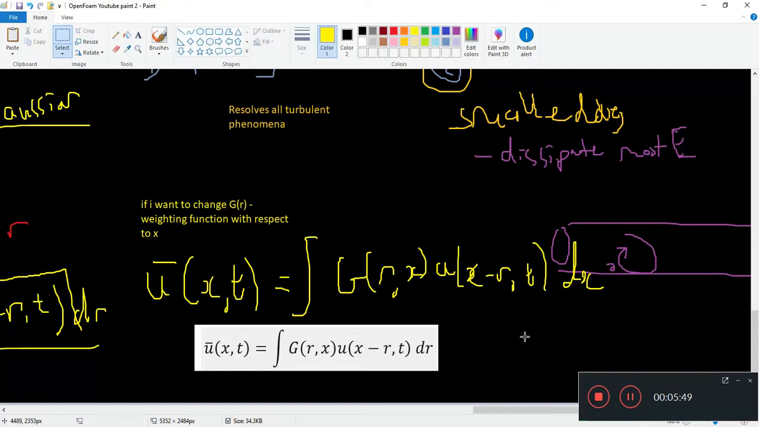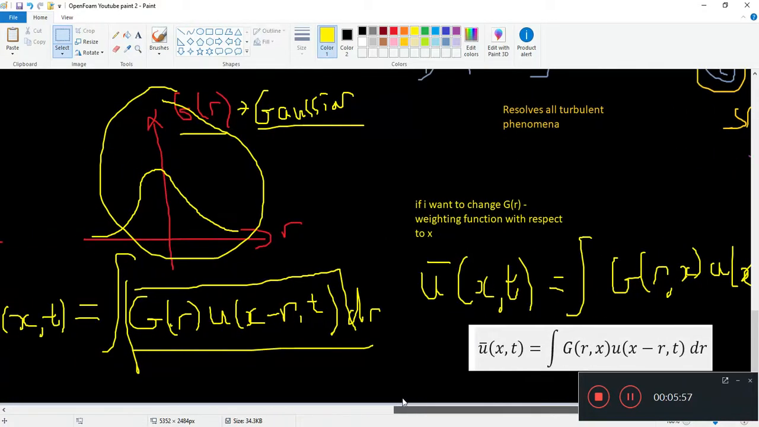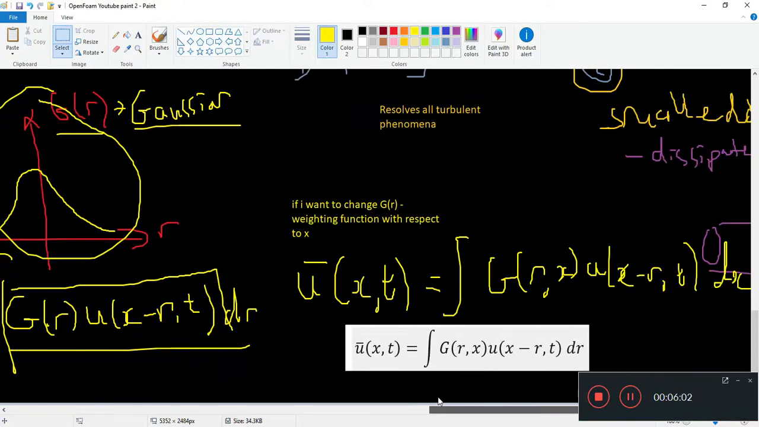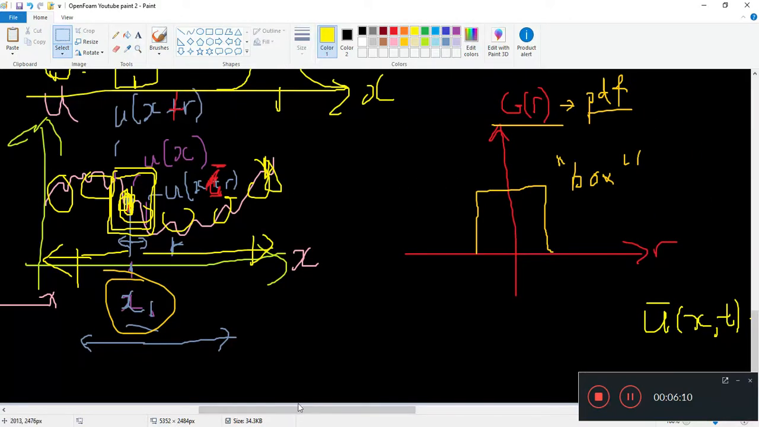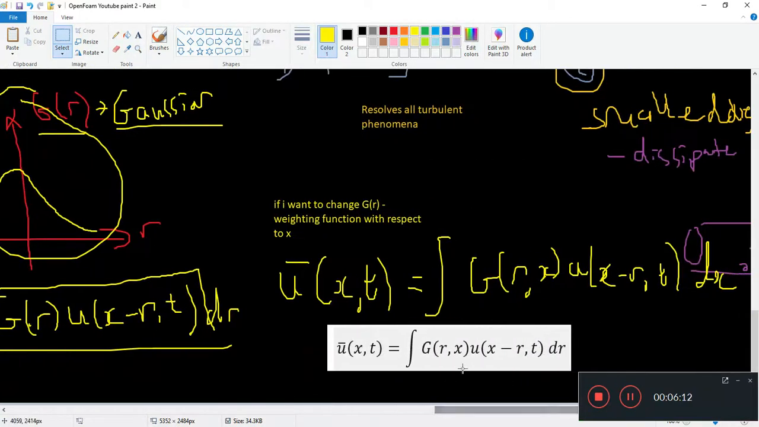So whenever you see this, just remember it's an averaging process, and G is just some sort of weighting function where I say I want to weight my velocities differently at different points of interest in the fluid. This is what this equation is trying to say. Hopefully that clarifies what this filtering process is trying to do.